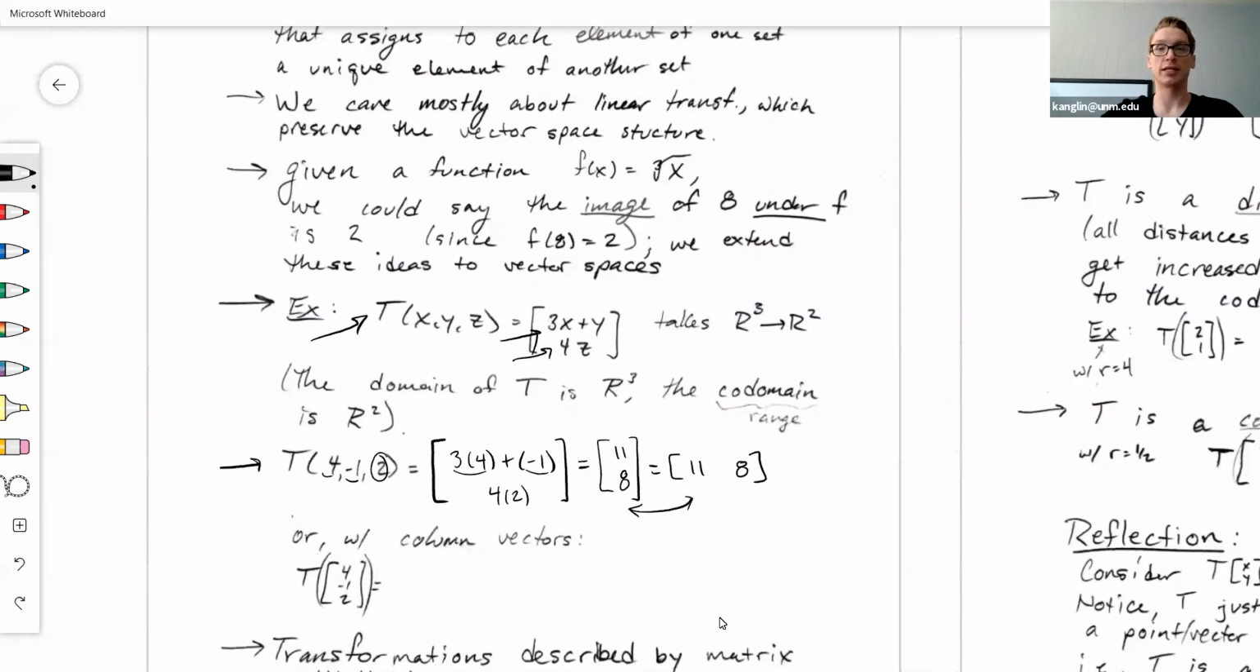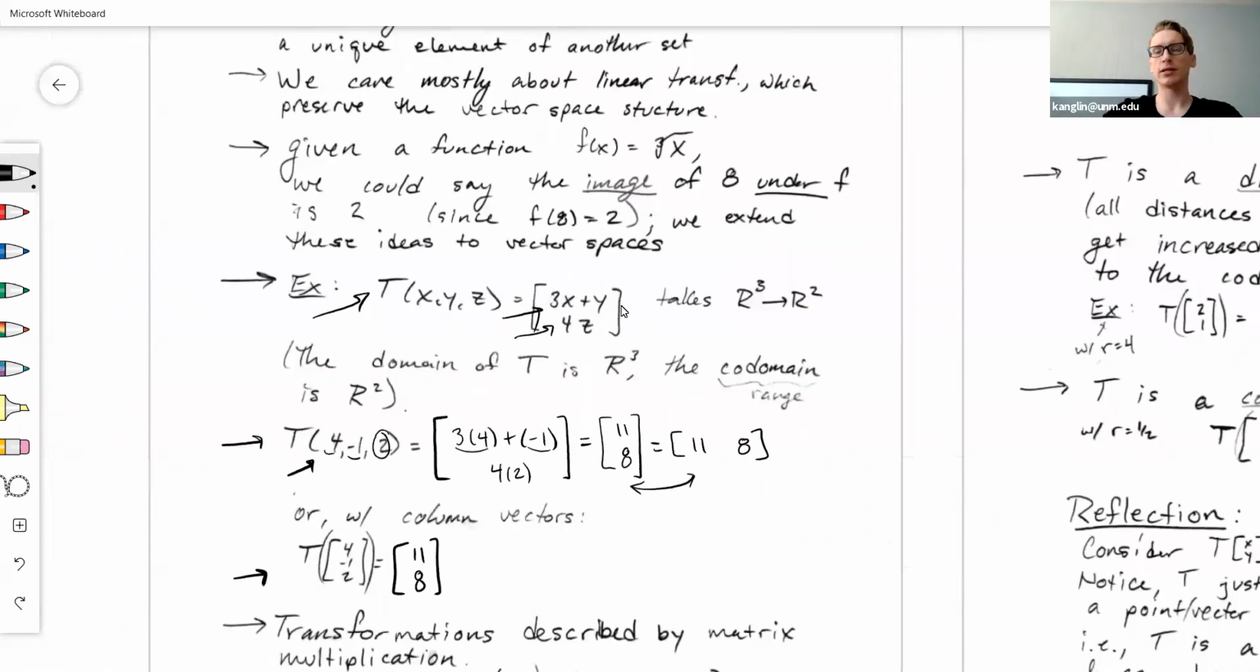And the next little part is showing exactly that. I could equivalently write this same thing I just did as T of this column 4, -1, 2 instead of the row 4, -1, 2. Then it would maybe be a little more appropriate to write the output, same 11, 8 output, as a column as well. Okay, so that's the basic idea here, right? This works just like a function of multiple variables, except you might have multiple components to fill up, right? First one is 3x plus y. The second one is 4z.